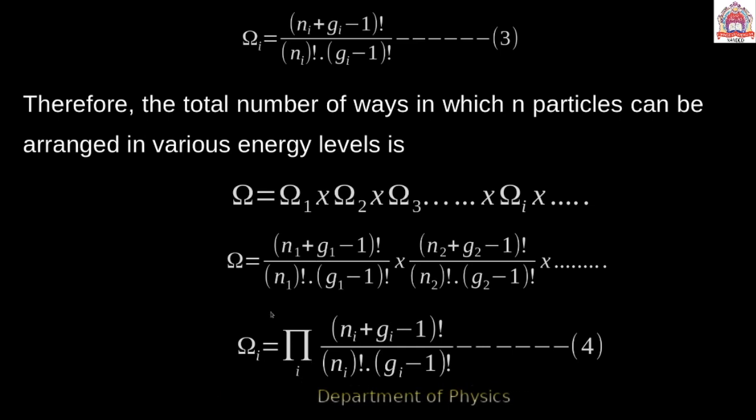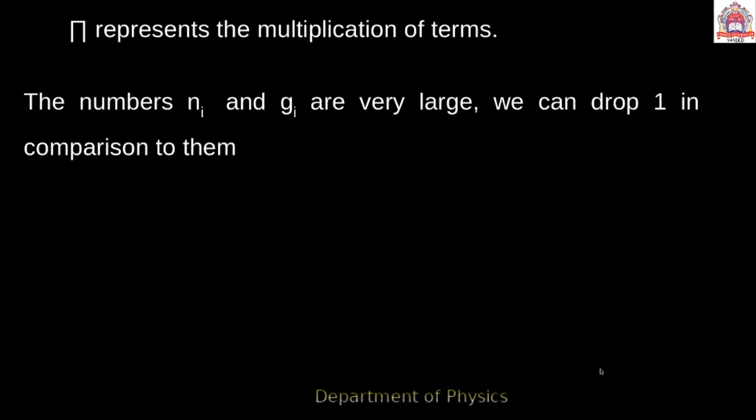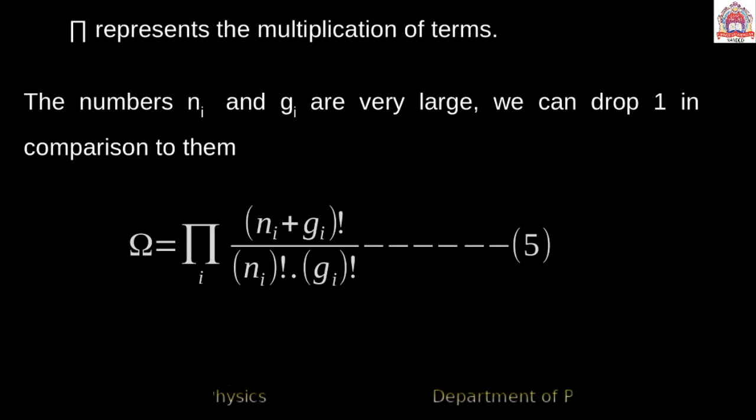So probability I for the whole system is equal to the product of all the probabilities. We get (ni plus gi minus 1) factorial over ni factorial into (gi minus 1) factorial, equation number 4. This represents the multiplication of terms. The numbers ni and gi are very large, so we can drop 1 in comparison to them. So we get the probability equal to the product over I of (ni plus gi) factorial over ni factorial gi factorial. It gives equation number 5.